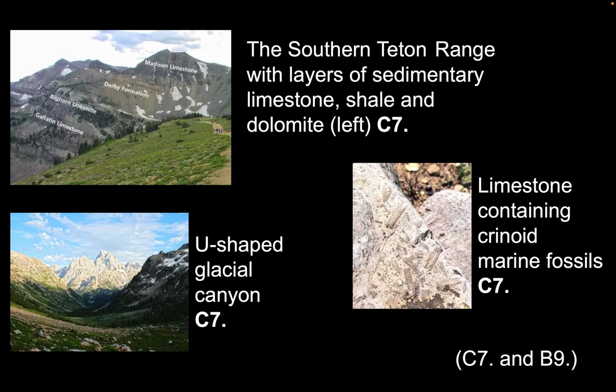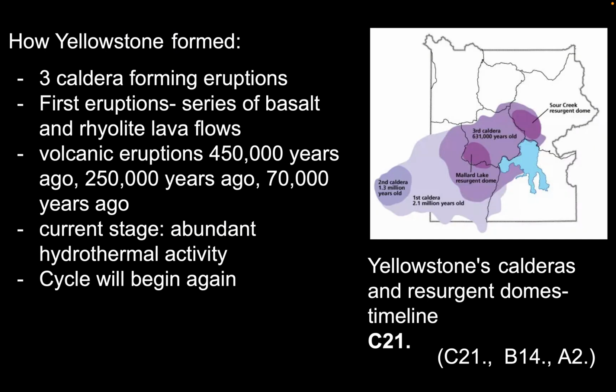Figure C7 in the bottom left shows a U-shaped glacial canyon in Grand Teton, one of the 2 types of canyons in the park. C7 on the right depicts limestone with crinoid marine fossils from the Paleozoic era. Figure C7 in the top left is the southern Teton Range. The range has layers of sedimentary limestone, shale, and dolomite. Yellowstone is made up of more gneiss and schist, which, according to Geology, Yellowstone National Park, was shale or sandstone prior to metamorphism. Yellowstone is known for its explosive caldera.